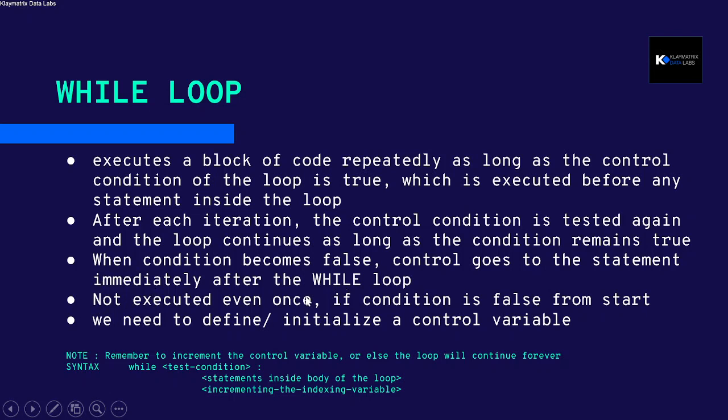It is not executed even once if the condition is false from the start, and we need to define or initialize a control variable for a while loop to run, right? And we need to increment or decrement the control variable, or else the loop will continue forever, right? We'll understand this once we have a look at the code.